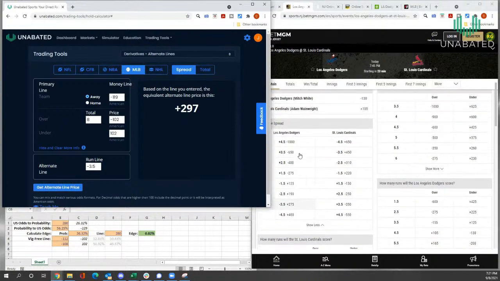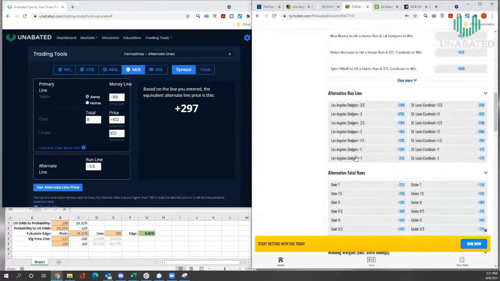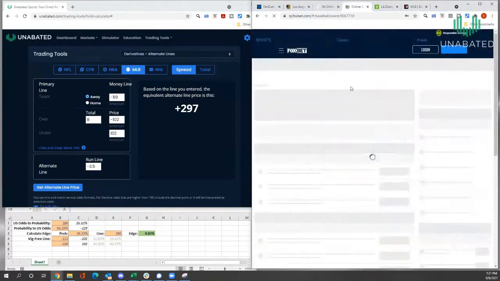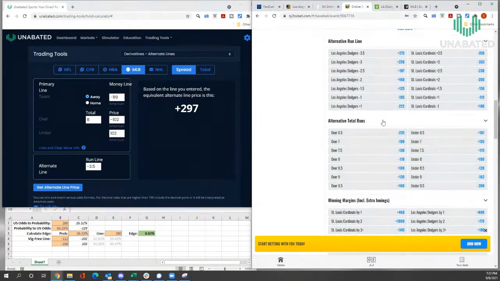Now, okay, so it doesn't look like BetMGM is going to have value on it. Let's look at Fox Bet. Just refresh this page. I don't think I refreshed it since I came up here. Okay, let's see, minus 3.5, plus 275. No, they're not value yet either.